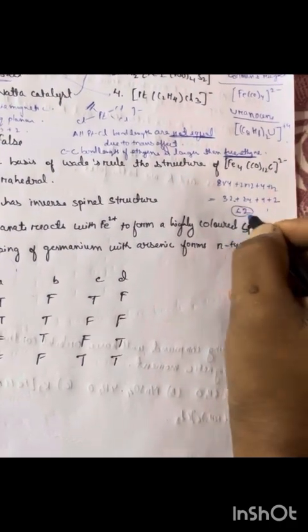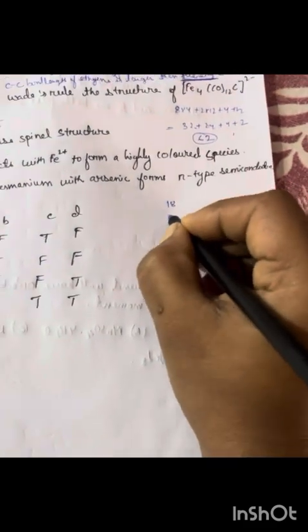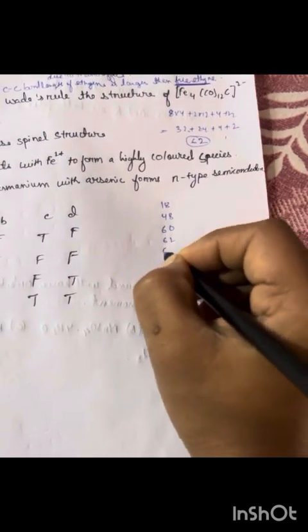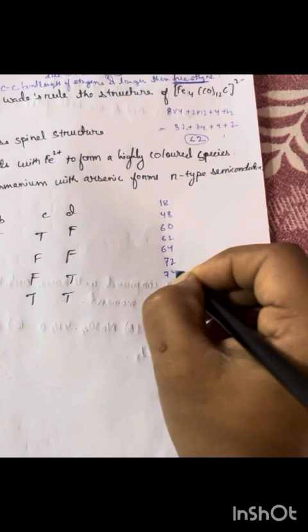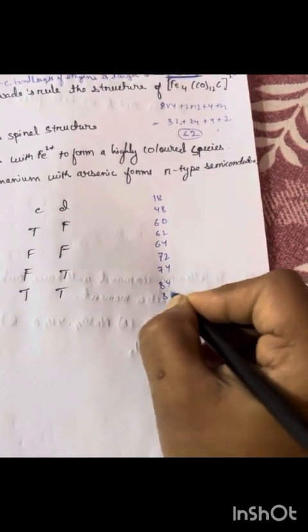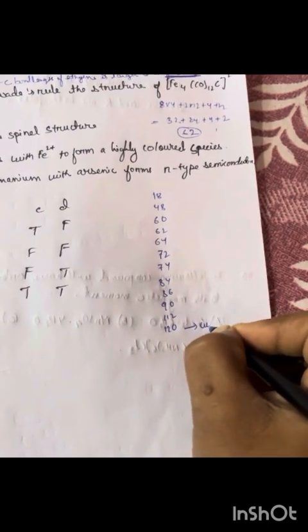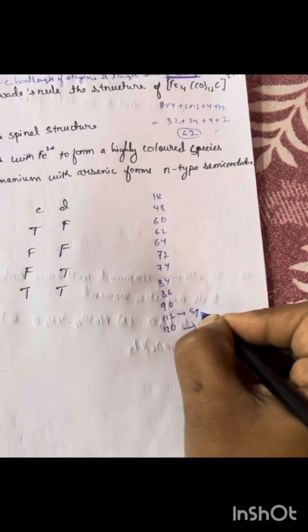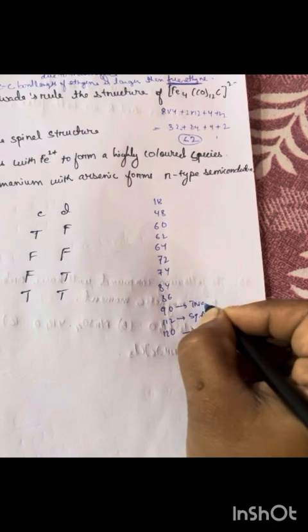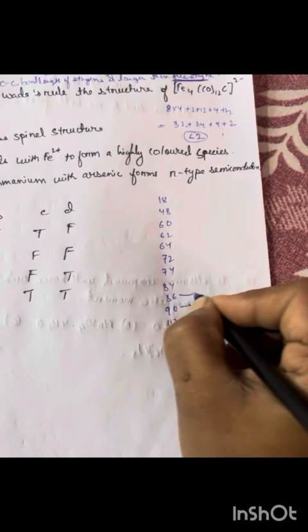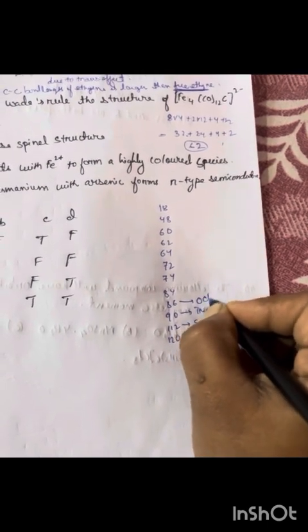62, right? Is 62 tetrahedral? For this you should remember some important numbers: 18, 42, 60, 62, 64, 72, 74, 84, 86, 90, 112, 120. Remember this. This is cube, this is square antiprism, this is trigonal prism. Very important. Every year it is asked. This is the famous octahedral, right?